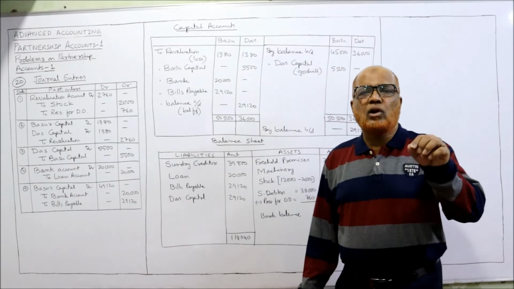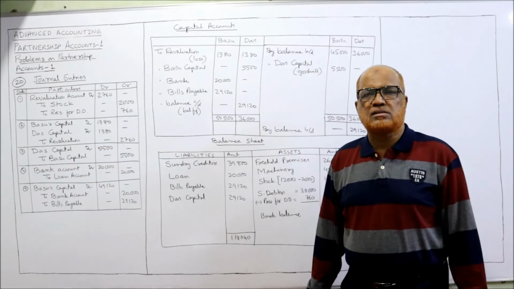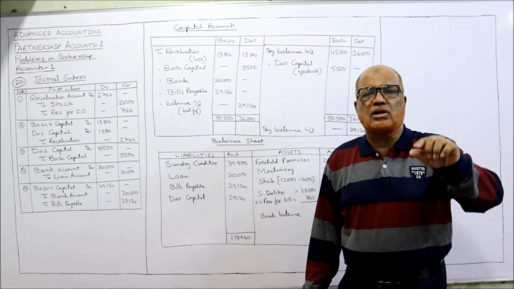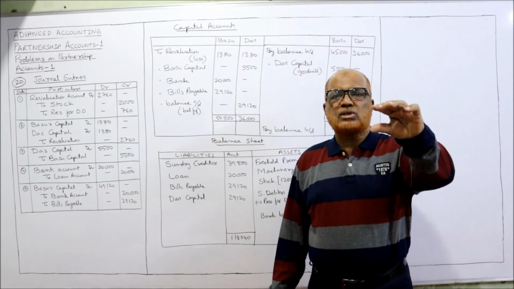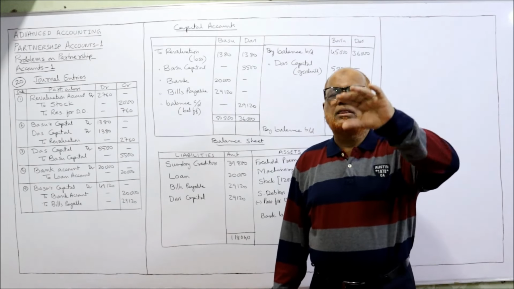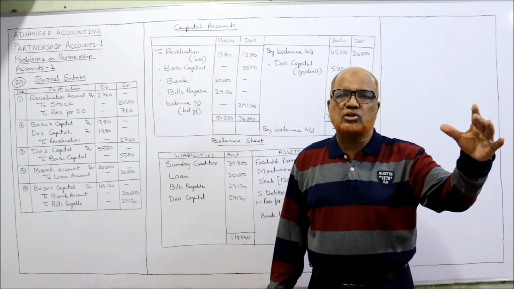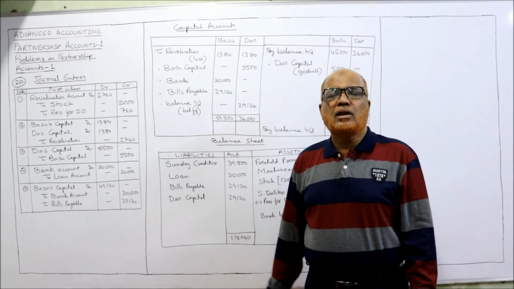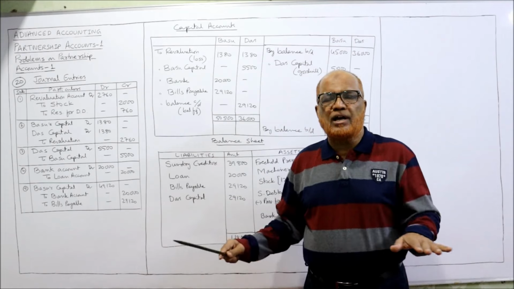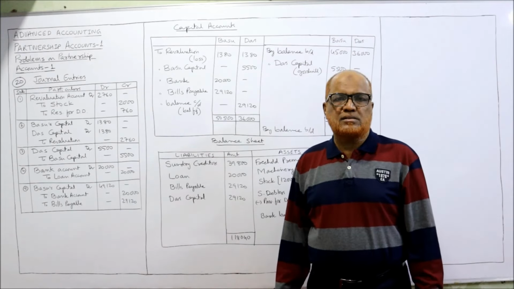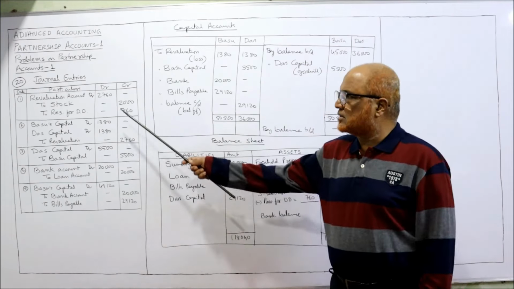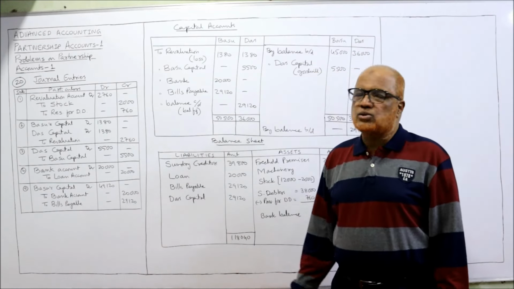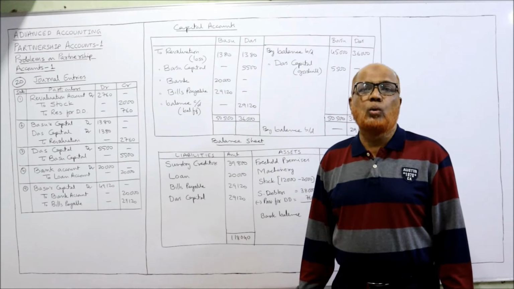So the entry for loss on revaluation is all partners capital account debit, revaluation account credit. Basu's capital account debit, Das capital account debit to revaluation, 2760. Being the loss on revaluation shared by the partners equally. That's it. So revaluation account closed. Now Das capital to Basu's capital. This is the entry for goodwill.